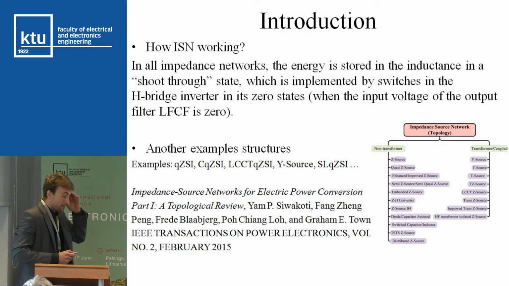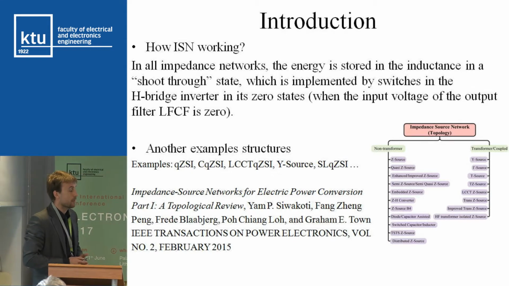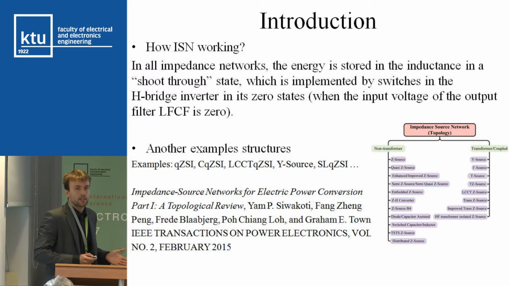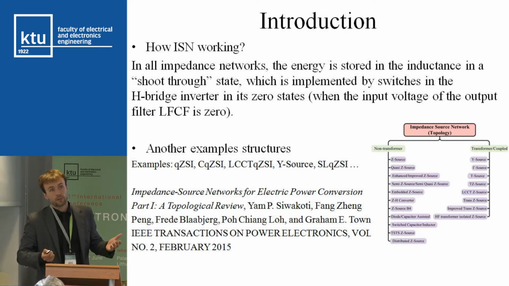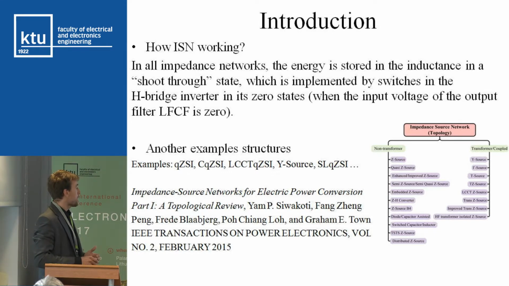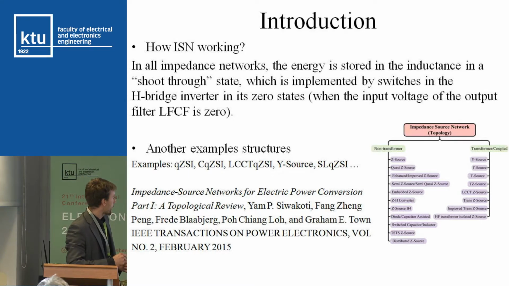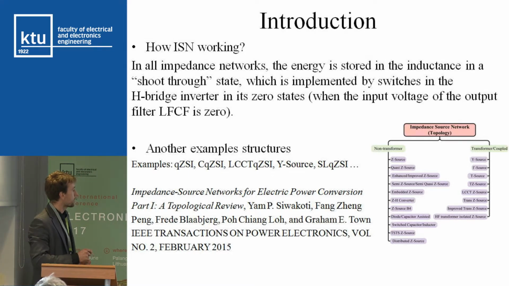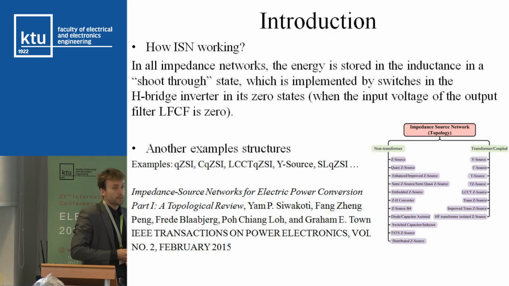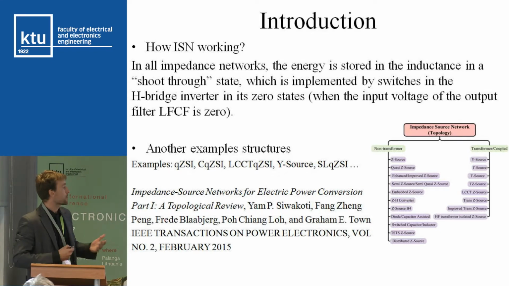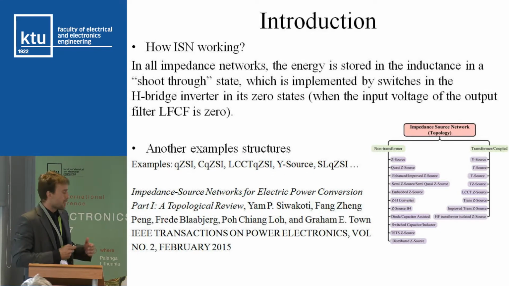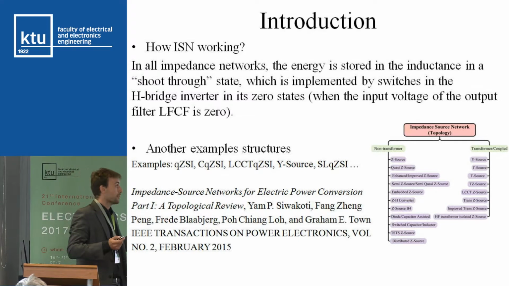Of course, now we have, for example, 30 different impedance source networks. If somebody wants to know something more about structure, please find this information in Professor Peng's publication. It's a very good publication. Another structure is, for example, quasi Z source, cascade quasi Z source, LCCCT quasi Z source, and for example, delta Z source.